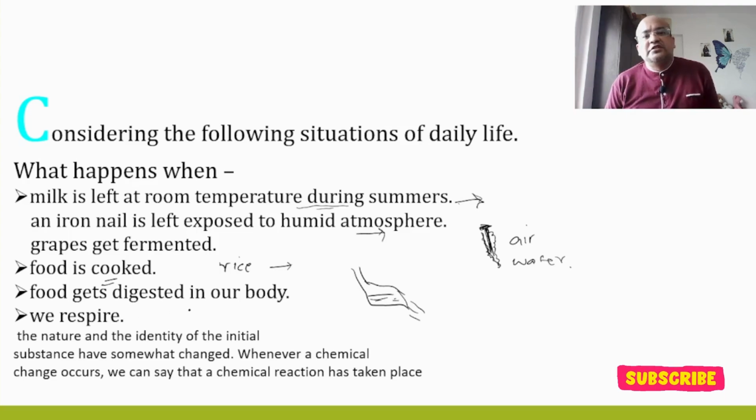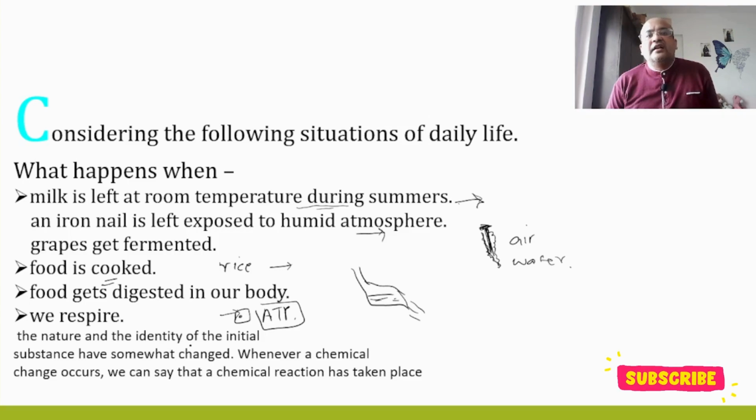What happens when we respire? In the respiration process, we know that oxygen is taken in and carbon dioxide is given out. That oxygen reaches every cell in our body, and there we get the energy currency called ATP. So changes are occurring, which means there are chemical changes occurring.